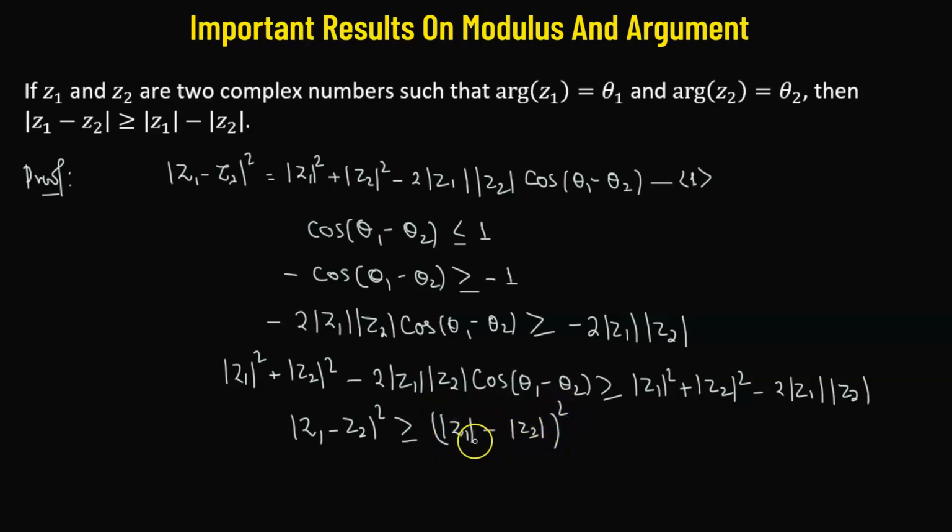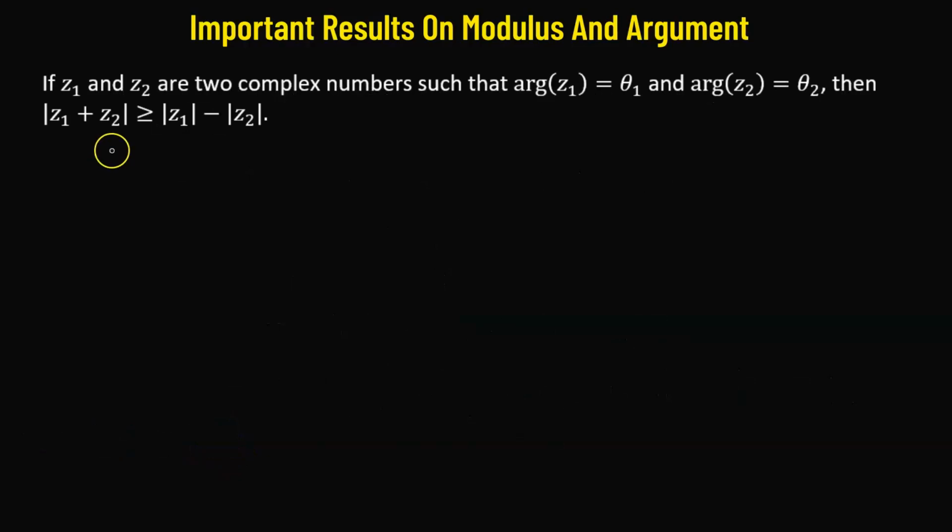Now we can take the positive square root on both sides, and this is going to give us absolute value of z1 minus z2 is greater than or equal to absolute value of z1 minus absolute value of z2. So we have proved the third triangular inequality. Now the fourth triangular inequality: that means the absolute value of z1 plus z2 is greater than or equal to absolute value of the complex number z1 minus absolute value of the complex number z2.